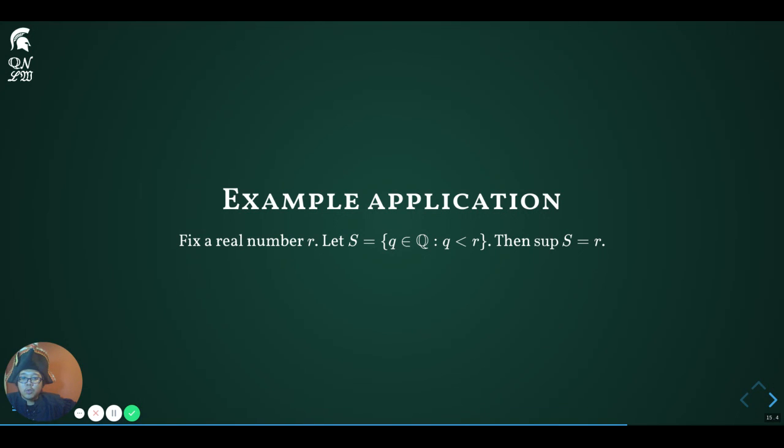A useful consequence of the density of the rationals is the following statement. For any real number r, if you look at the set of all rational numbers that are less than r and take its supremum, you will get back r. I will leave the proof to you as an exercise on the exercise sheet.